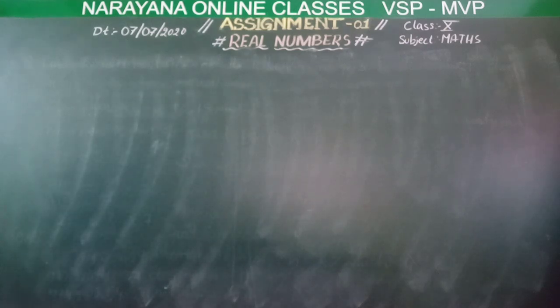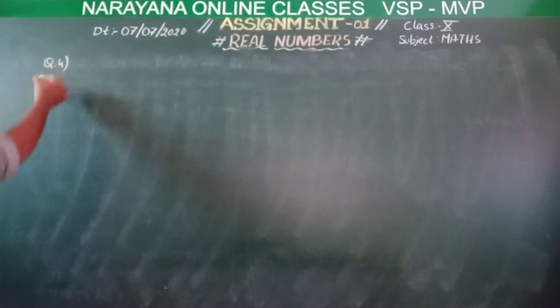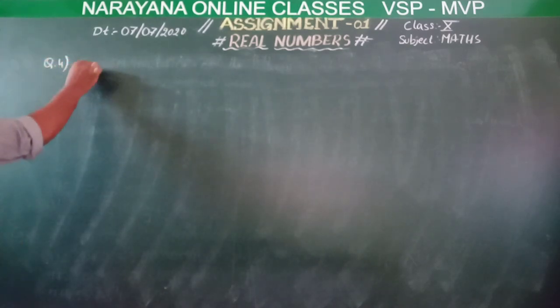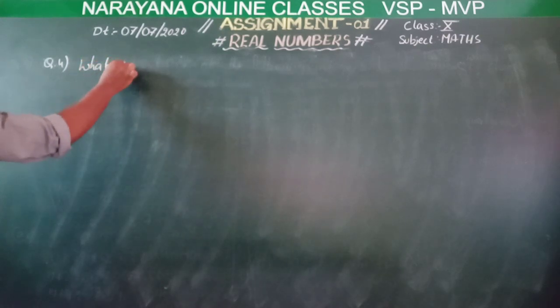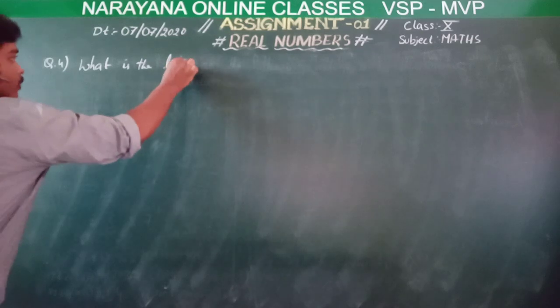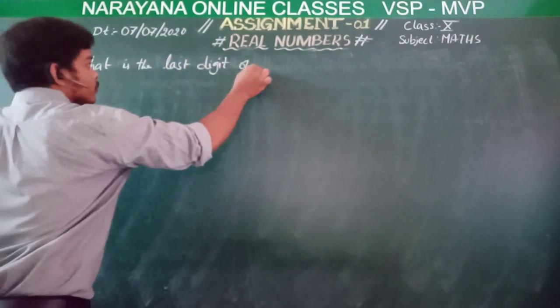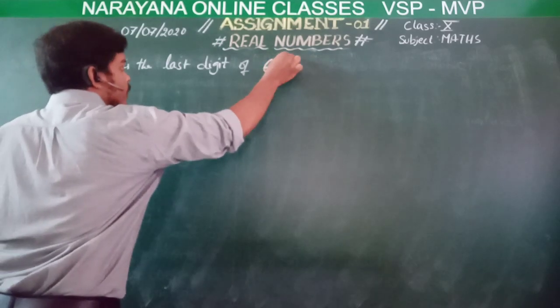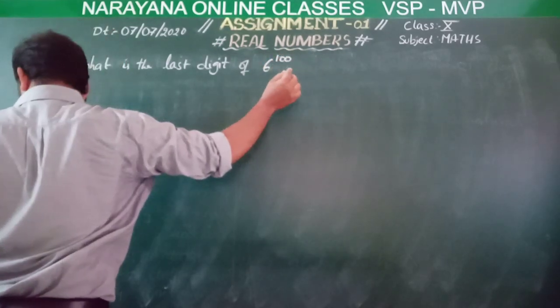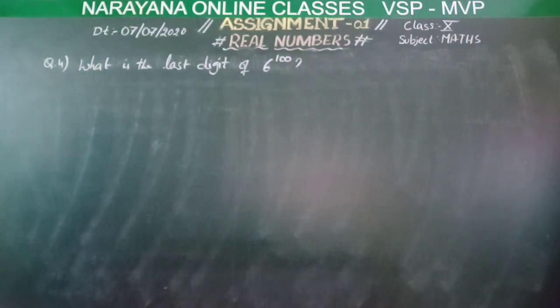Question number 4. What is the last digit of 6 to the power of 100? So he is asking about what is the last digit. It means the unit place digit of 6 to the power of 100.